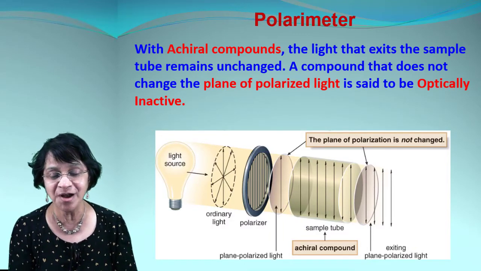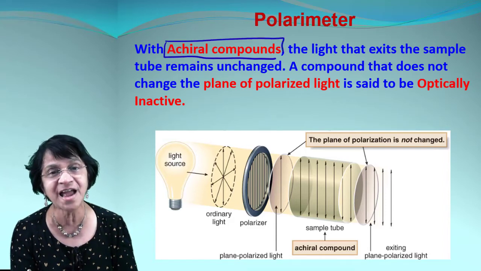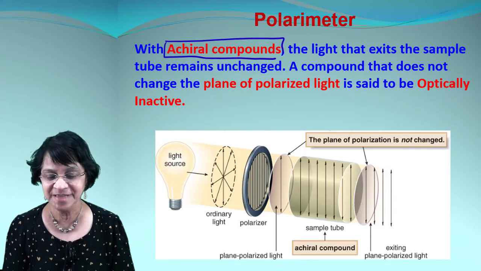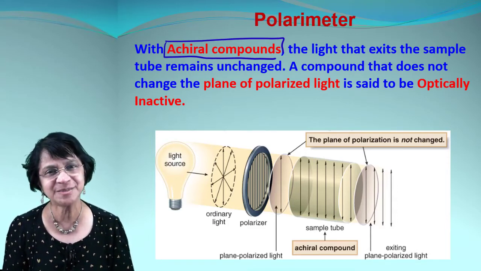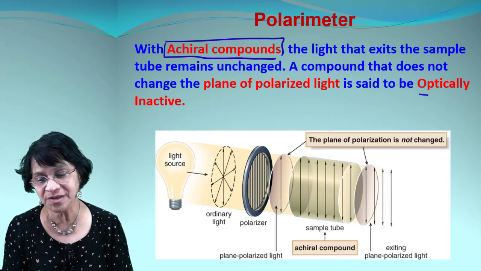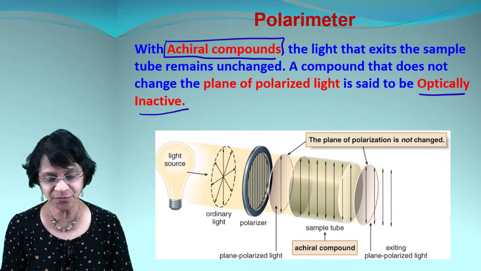For any molecule which is achiral, that means it does not have a single chiral center, if that sample is kept in the polarimeter, what will happen? What do you expect? Nothing will happen. The plane will not change, and we call that an optically inactive compound. Look at the figure here.